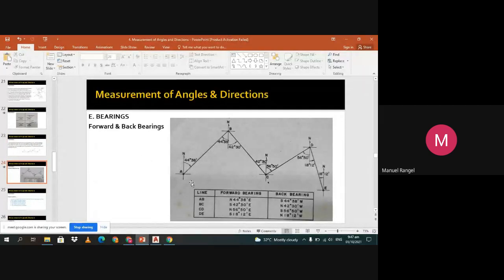So point A to B, we have a forward bearing of 44 degrees 38 minutes. Then its back bearing from point B to A is like the reverse, 44 degrees 38 minutes south west. So from point B to C, its forward bearing is 42 degrees 30 minutes. Its back bearing is the same, but the directions change. So you got it, guys.